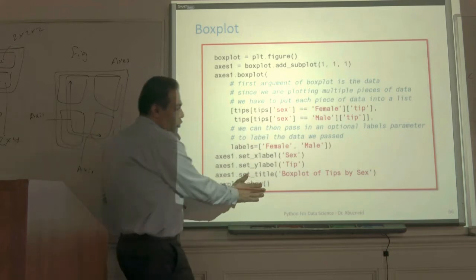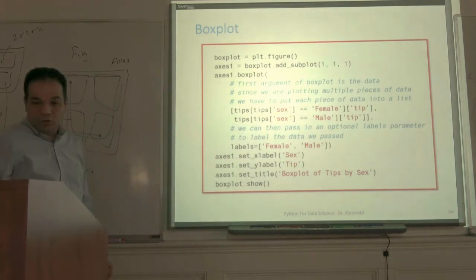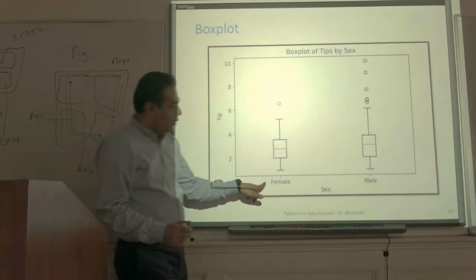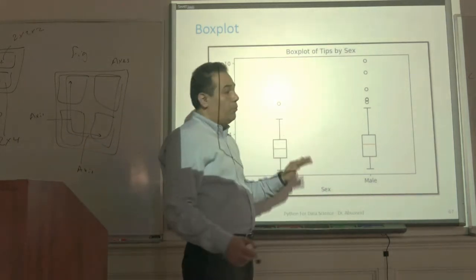If I don't put the show, it will not be displayed. So always I have to call the axis plus the show, and that's what I have. So I have the female and the male. Do you know what a box plot is?